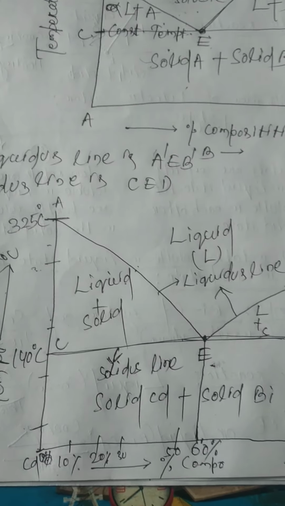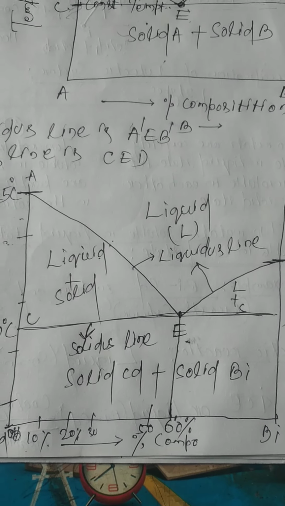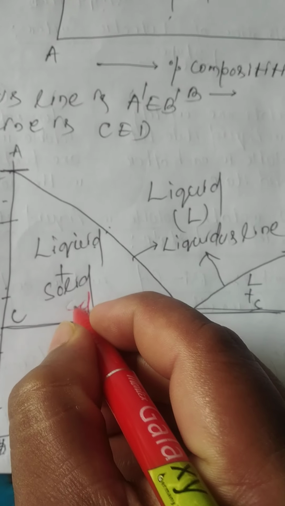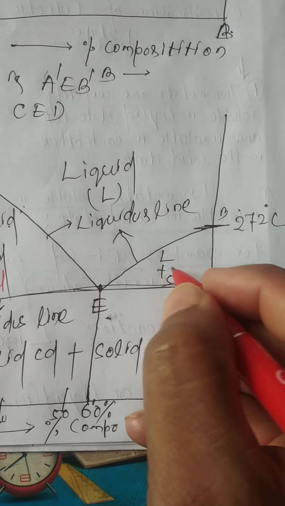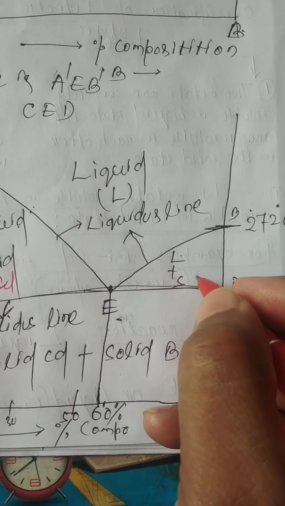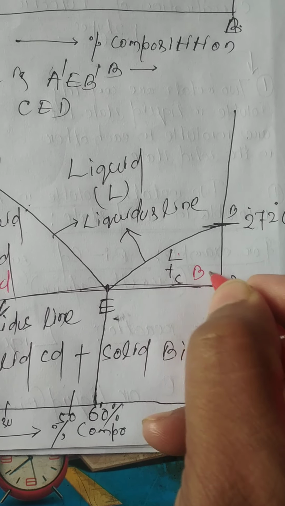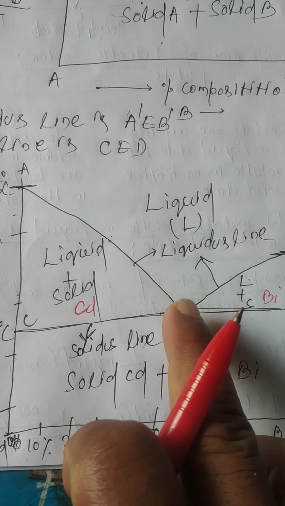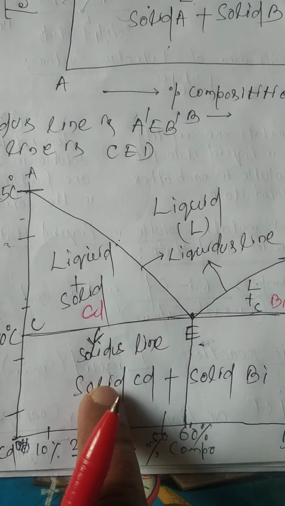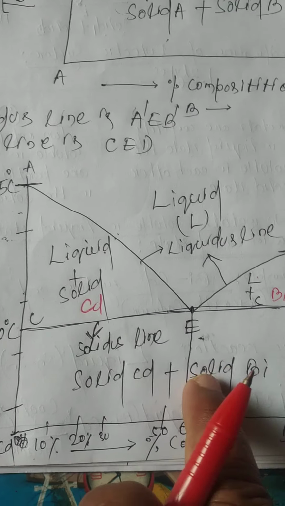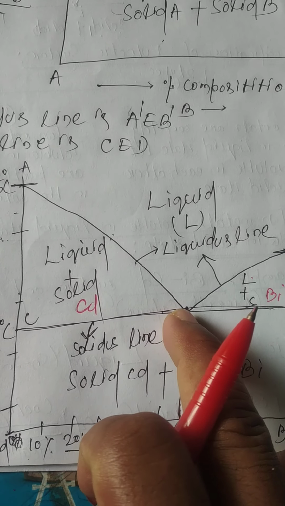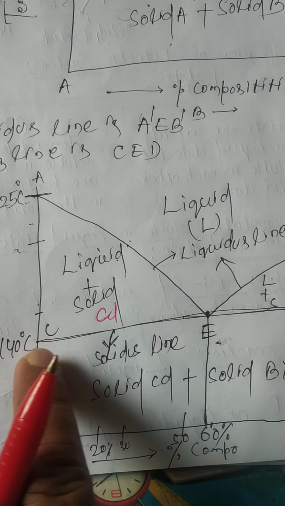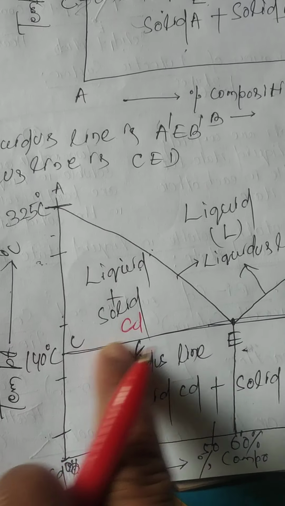So we can write here, this portion will be liquid plus solid cadmium. And also we can write here, this portion will be liquid plus solid bismuth. And this is the eutectic point. See, the liquid is directly converted to two new solids, that is solid cadmium and solid bismuth. So this point is the eutectic point, and this constant horizontal line is known as the eutectic temperature.